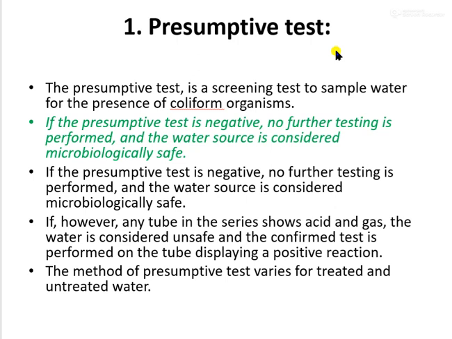But if you find that some tubes are positive with acid and gas, then we move forward with a confirmed test to make sure whether coliform is present. And the method of the presumptive test will vary for treated as well as untreated water. So depending upon the water which you are analyzing, the presumptive test will be different.